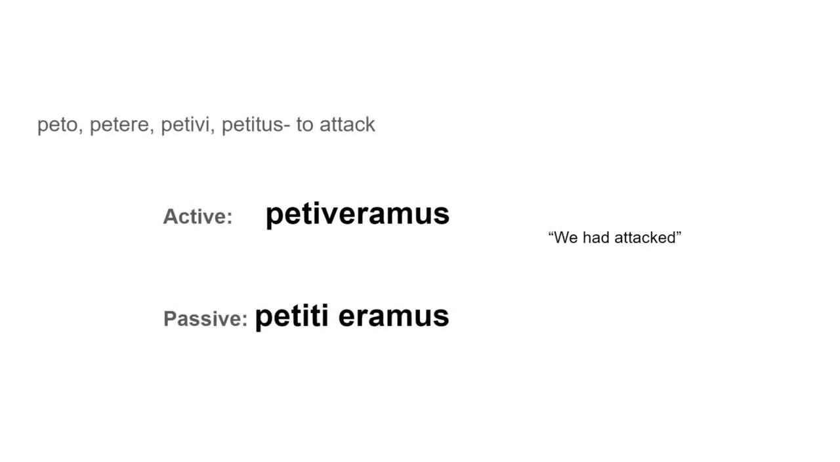Here's an example. It did not show up in the order I thought it would, I apologize. But the active voice, right, is going to use that third principal part. It's noticeable in this word we're having a V in it, petivi, right? I took off the I and I added eramus. We had attacked. To make it passive, I went to the fourth principal part, petitus, and because eramus is plural, I changed that us to an I, petiti eramus. We had been attacked. So you can see, same ending, different principal part. The active is one word, the passive is two words.